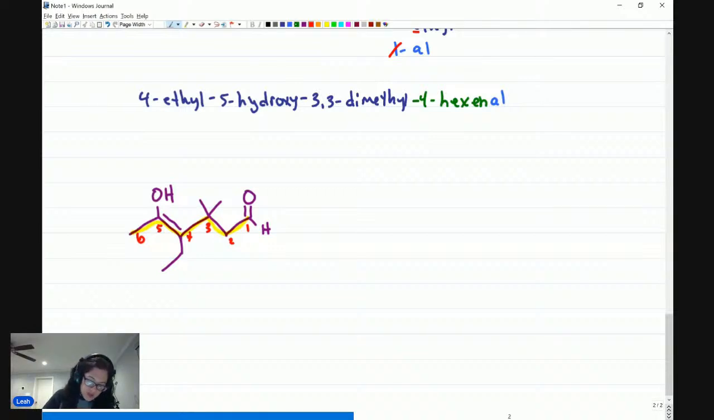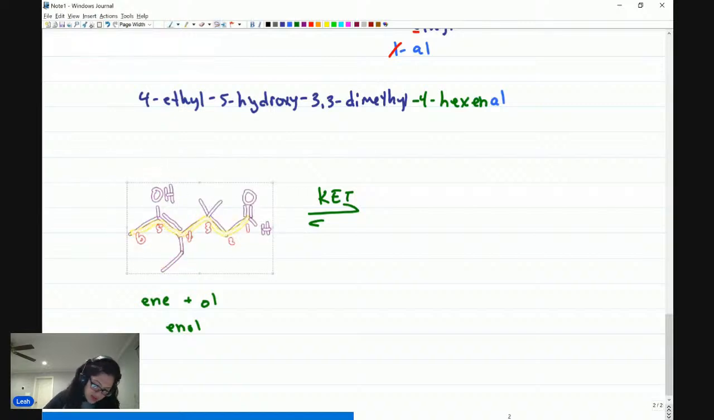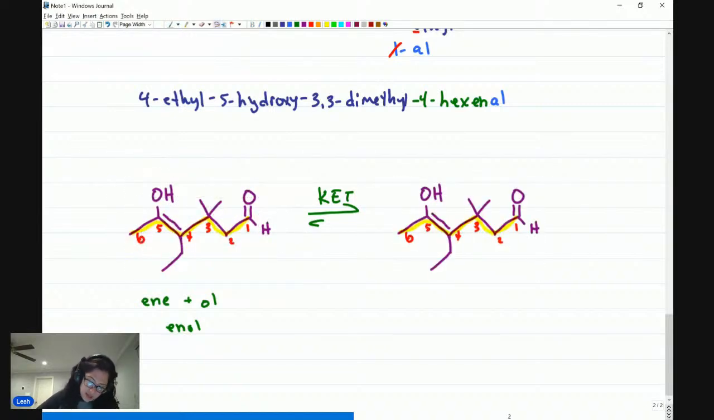That group is what is going on this carbon right here. I have both an alkene plus an alcohol, that is an enol. The enol will undergo what is called KET, keto-enol tautomerization. And that will give me a molecule that looks pretty much the same, except that the pi bond moved. So instead of a pi bond on the carbons and a hydrogen on the oxygen, the pi bond is now between the carbon and oxygen. We get that extra hydrogen here, and now I get a ketone.